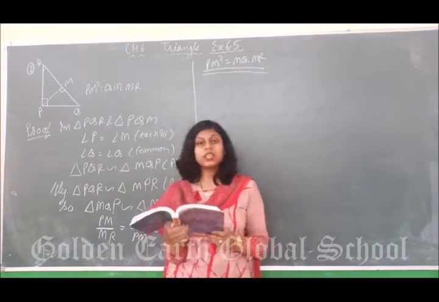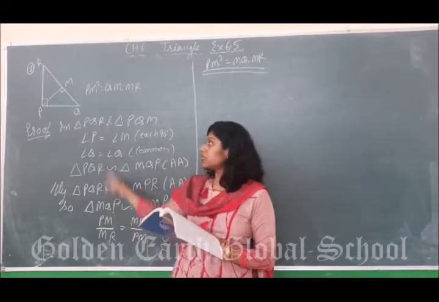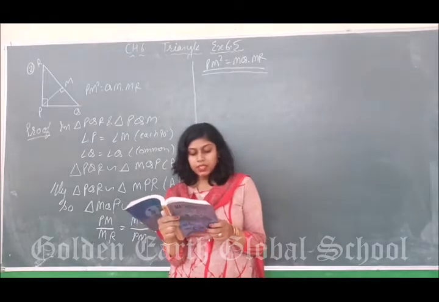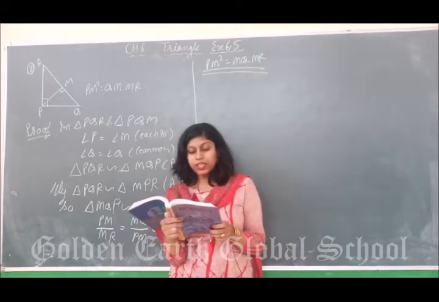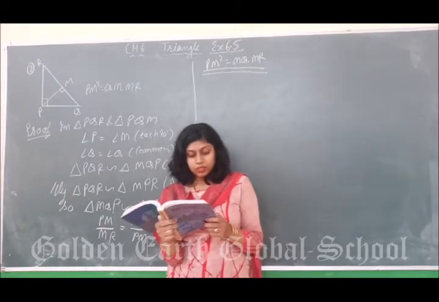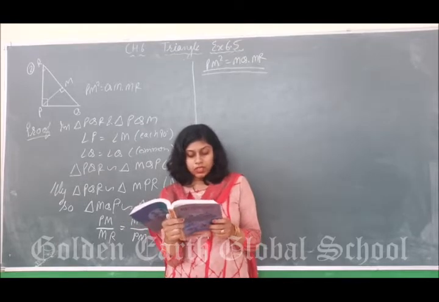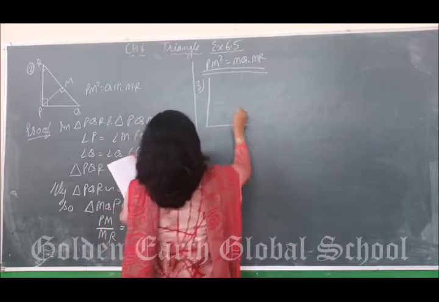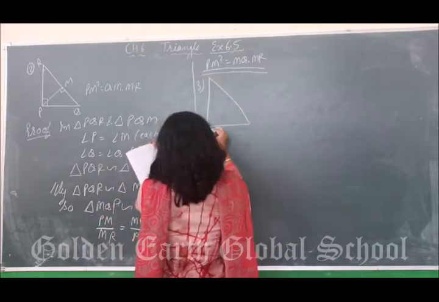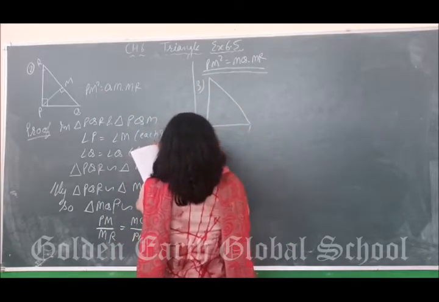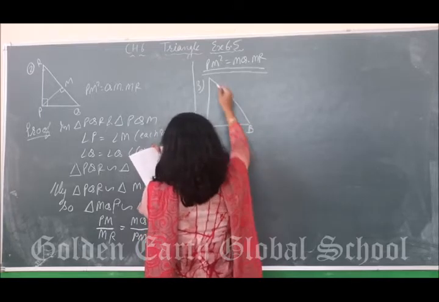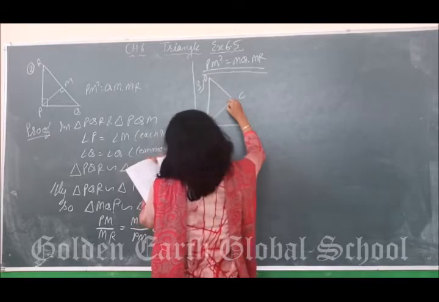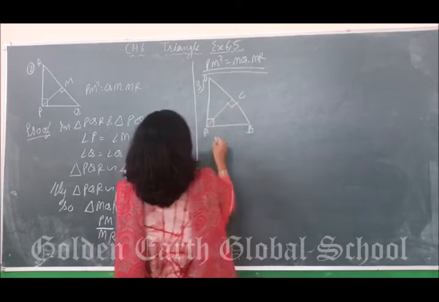Next, third question is the same procedure. In first part, AB square is equal to BC. Figure is given. I will give you a hint. This is a triangle A, B, C, D. Here it is 90 and this is 90.